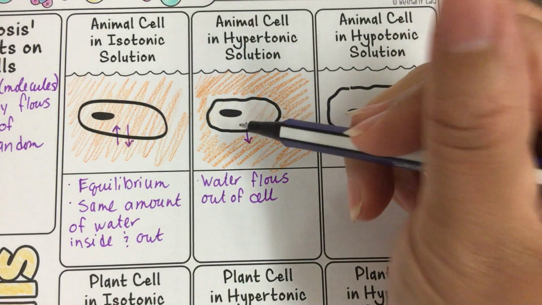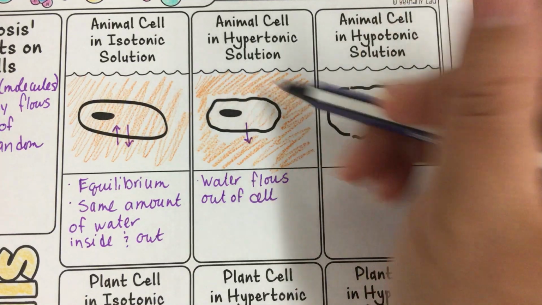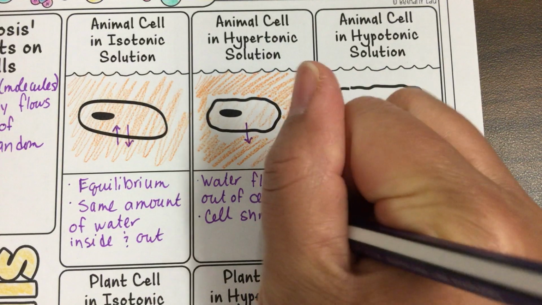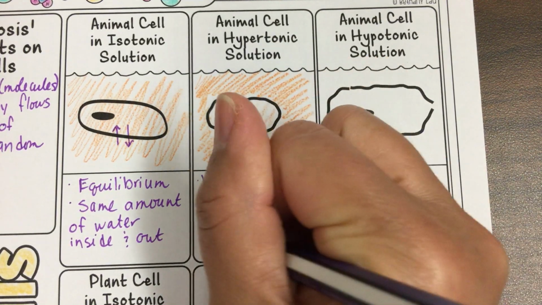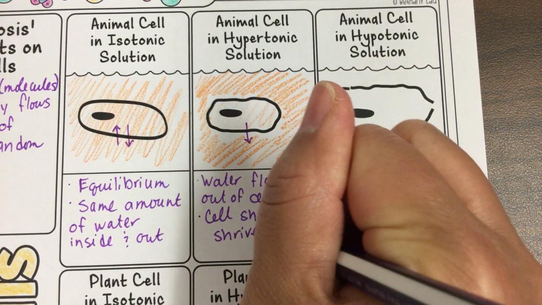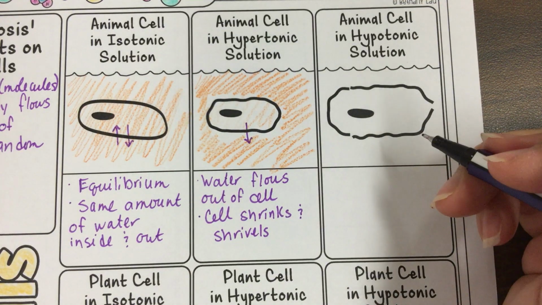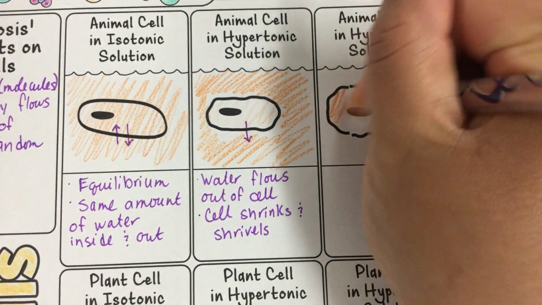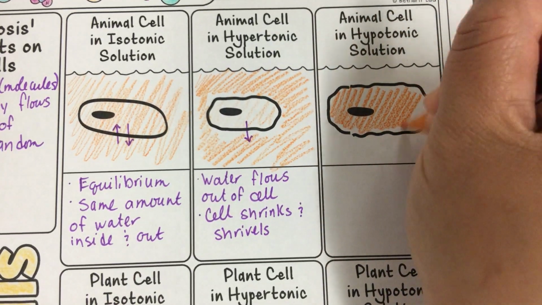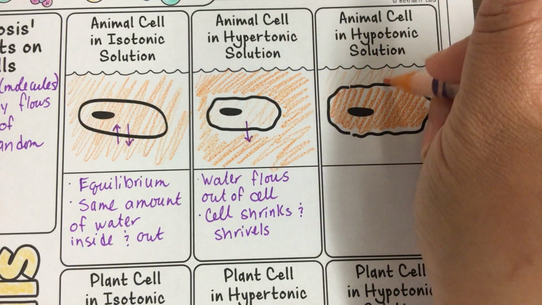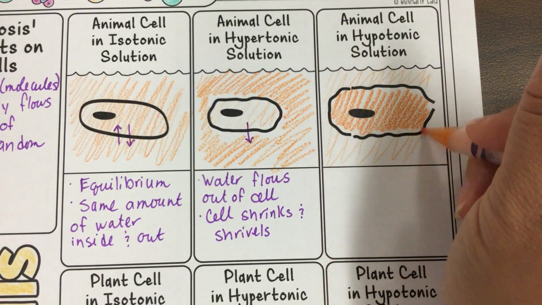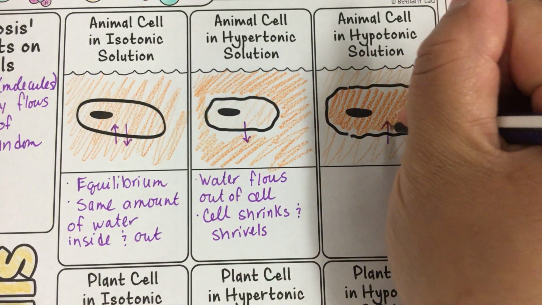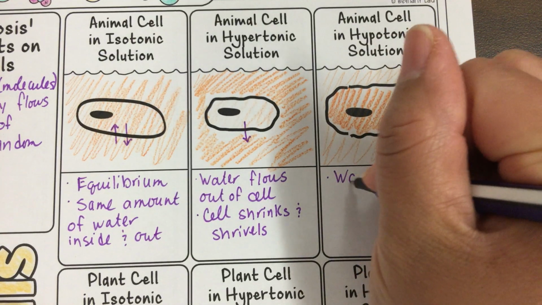Remember, we want to get to equilibrium, so all the water that's in the cell is going to try to dilute the solution that it's sitting in. And so because of that, my cell shrinks and shrivels. On the opposite side, I could have a hypotonic solution. Hypotonic means that my solution is more dilute than my cell. And so in this case, my net water movement is going to be into the cell.